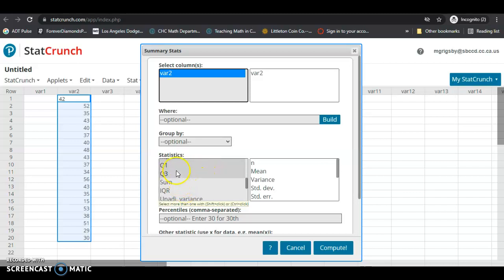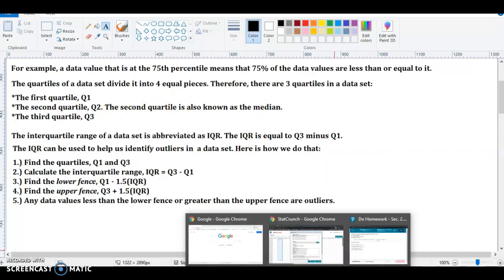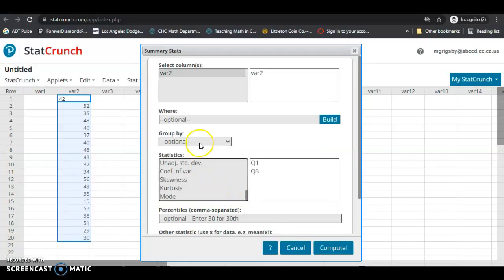Okay, so Q1 and Q3 are the first and third quartiles respectively, but what's the second quartile? Remember, the second quartile is also known as the median. That's important to know. So if we want the second quartile, we're also going to select median, making sure to hold down the control button if we're selecting multiple summary statistics. So let's go ahead and click compute.